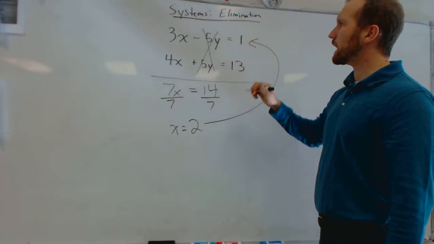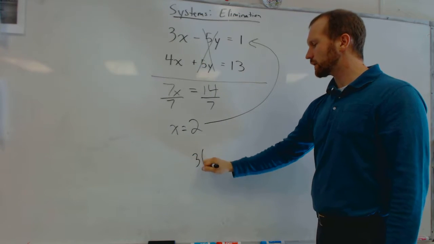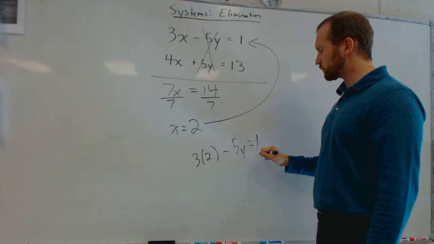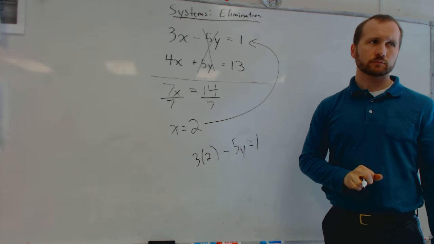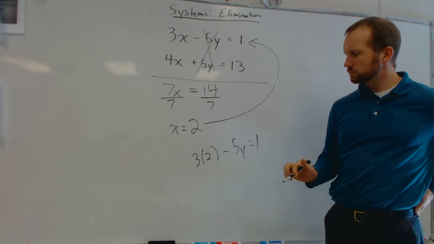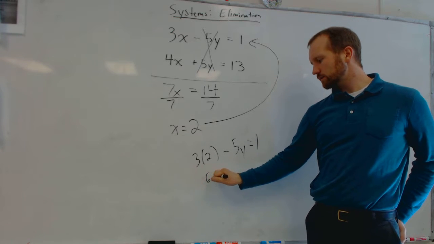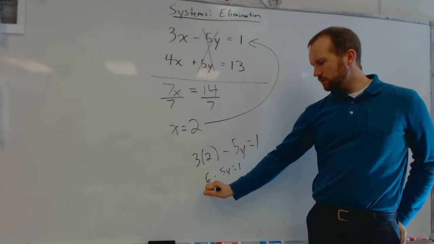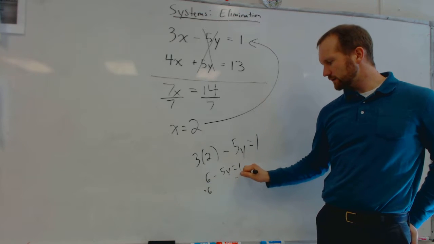Let's plug it into the top one. So then I have 3 times 2 minus 5y equals 1. 6 minus 5y equals 1. Subtract 6 from both sides.